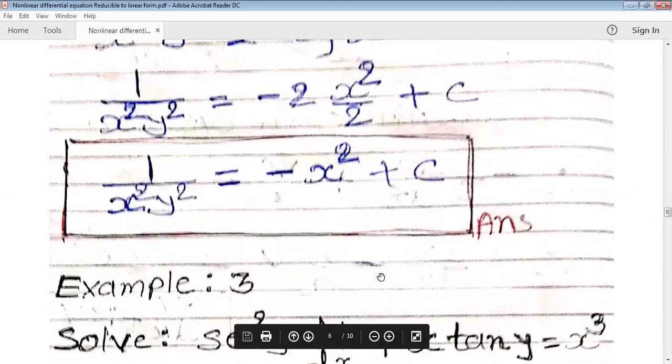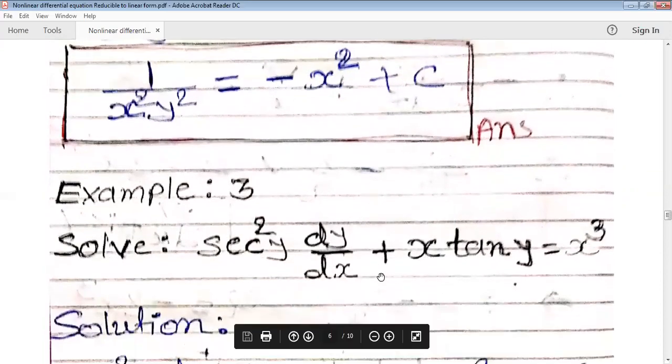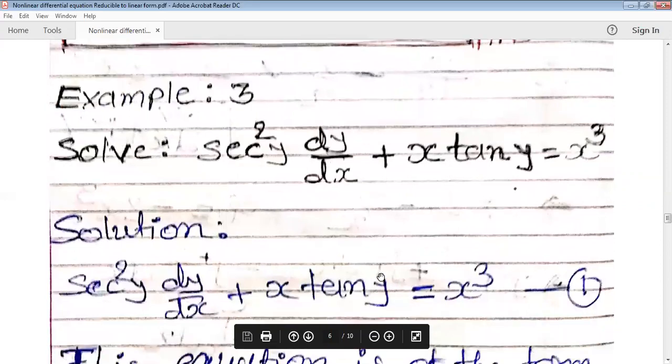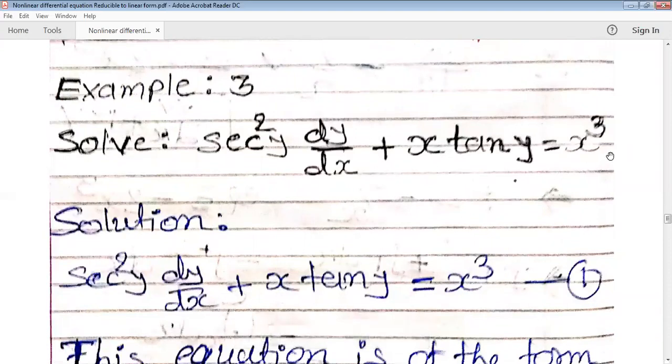Okay. Now students, our third and fourth examples are most important. So please go through it. Here our given differential equation is this one. Here on the right hand side I have only the term of x.